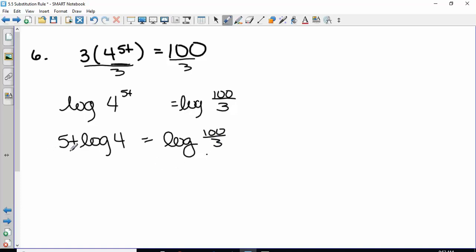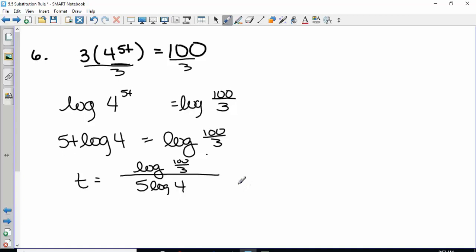Then if I want to get t by itself, what do we have to do? So we have log 100 over 3 divided by 5 log 4. On the test, I am not going to specify if it has to be the exact answer or not. In other words, you can leave your answer like this, or you can give me the decimal.